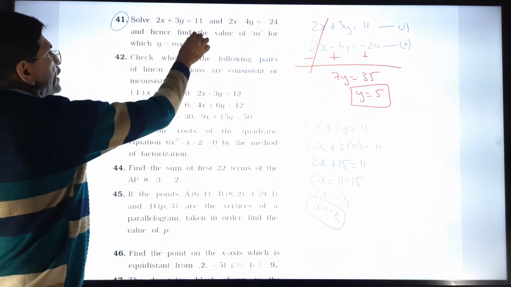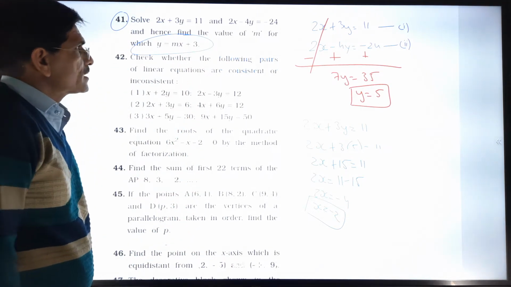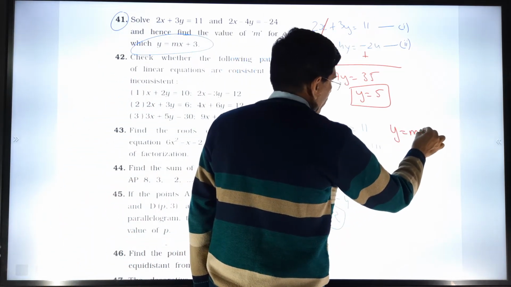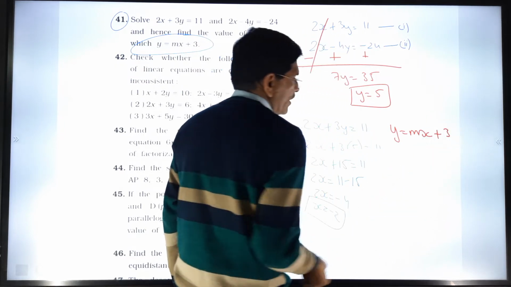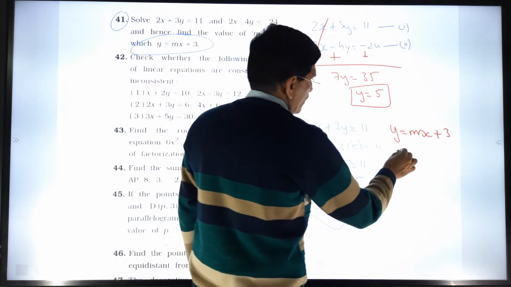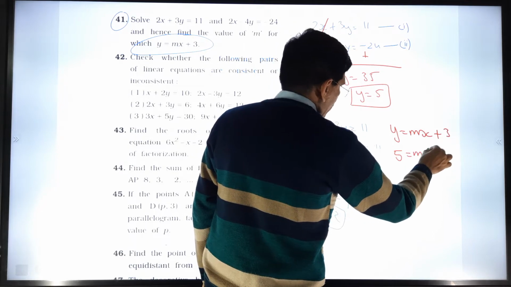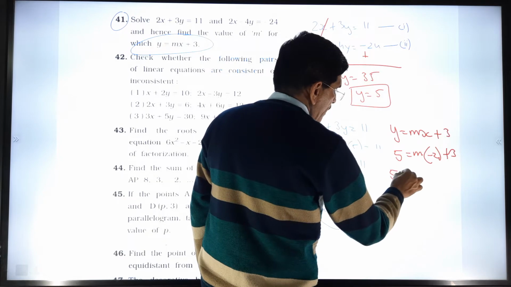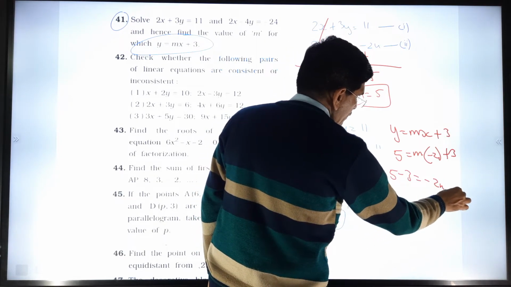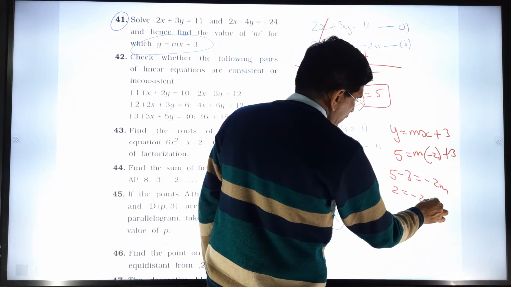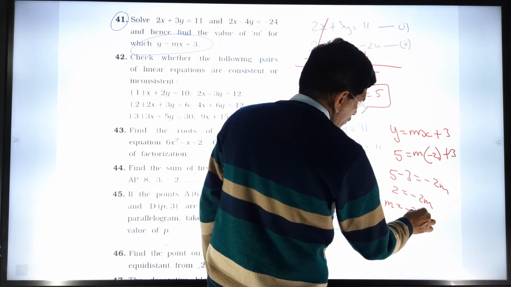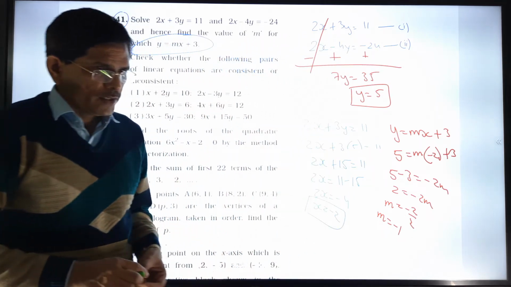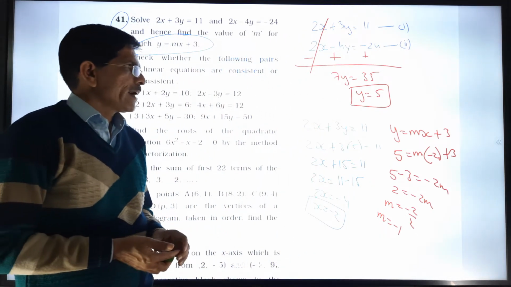That we have to put in y is equal to mx plus 3. So if I put the value in y is equal to mx plus 3, then we can get the value of m. So you will see that y is equal to 5, and in bracket I have to write minus 2, plus 3. So 5 minus 3 is equal to minus 2. So 2 is equal to minus 2m. So m is equal to minus 2 by 2. m is equal to minus 1. So the value of m is equal to minus 1.